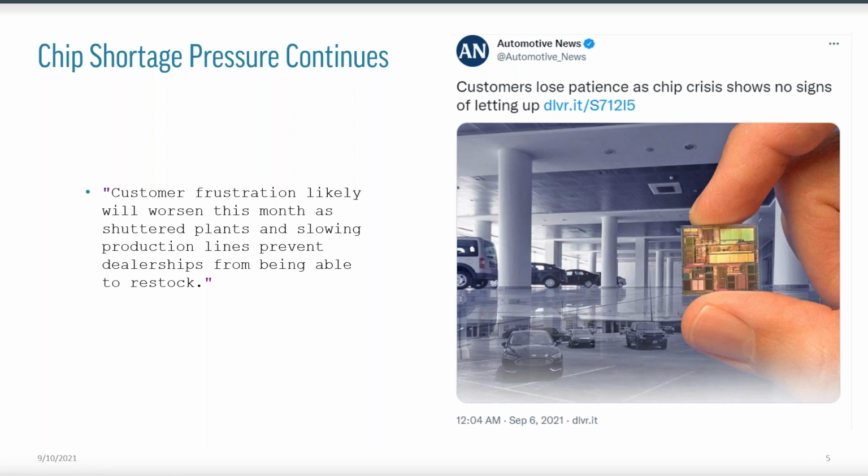And here I pasted a snapshot of Automotive News, which is one of the leading news services concerning the automotive industry. It's saying here that customers are losing patience as the chip crisis shows no signs of letting up. And here is a quote from that article: "Customer frustration likely to worsen this month," meaning the month of September, "as shuttered plants and slowing production lines prevent dealerships from being able to restock." So that goes into that same exact narrative that we saw in the previous slide, where production is so hampered right now because of supply chain bottlenecks that inventories are being drawn down, and production is really not keeping up with demand here.